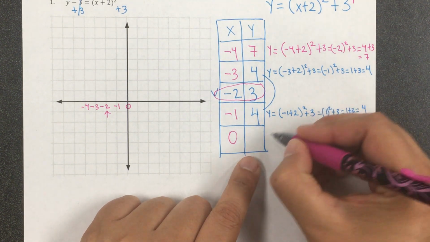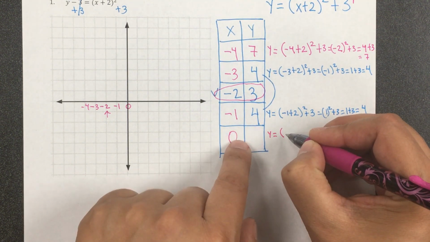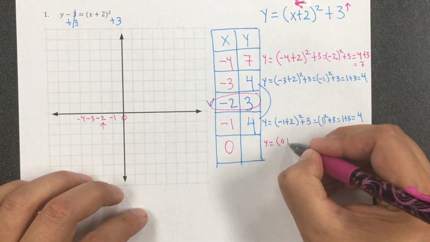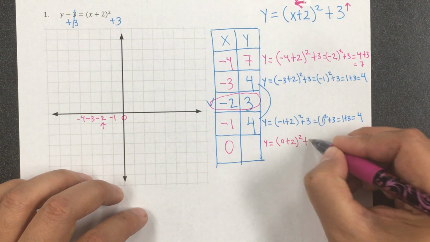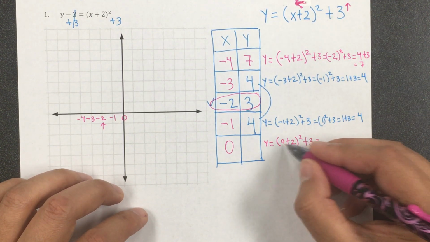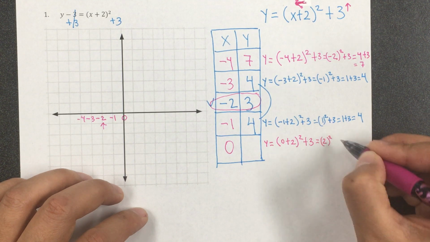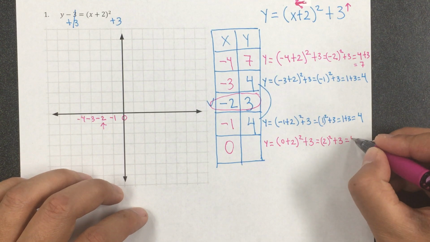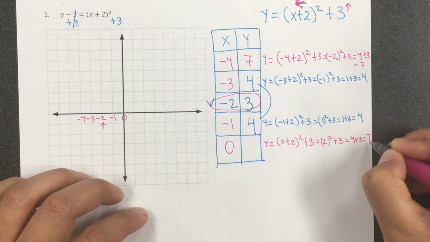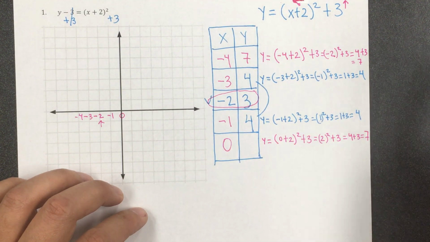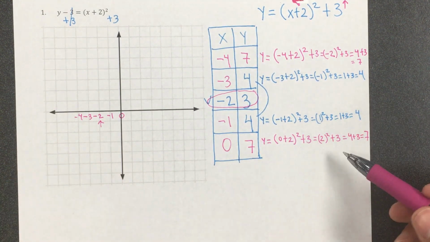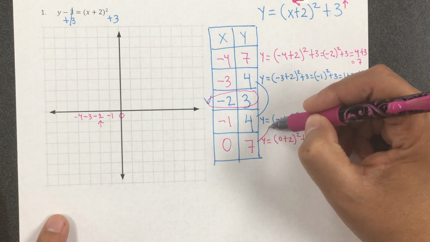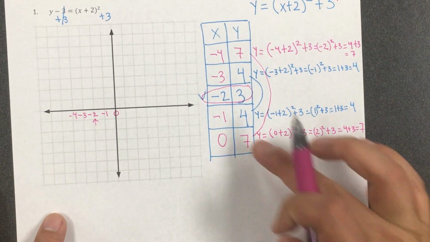The next one is y equals, the value of x is 0, so I replace it here. So it's 0 plus 2 squared plus 3 equals, 0 plus 2 is 2, squared, plus 3. 2 squared means 2 times 2 is 4, plus 3 gives me 7. I know I'm going a little fast, but once you replace it, it's just simplifying each part. Notice how this is the same as this right here, 7 and 7.